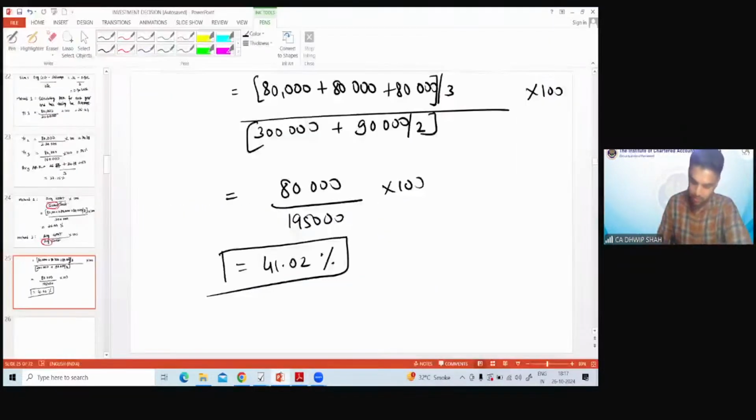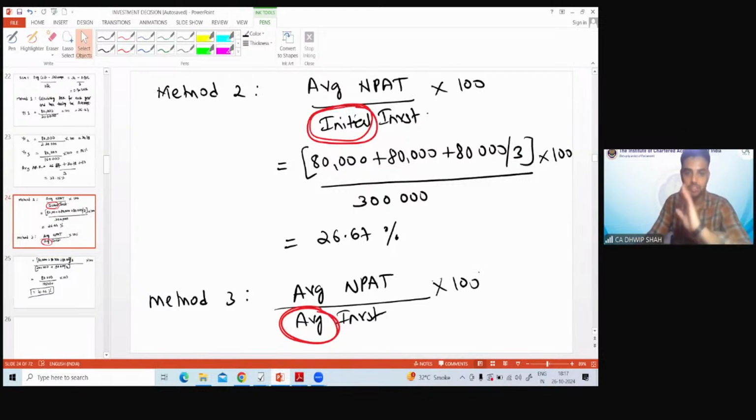I would personally suggest, you are free to use any of the methods again, but the quickest and the simplest way of solving ARR is by method 2. It is very simple. You just take the average of profit after tax for all the years divided by initial investment. Okay? Divided by initial investment.